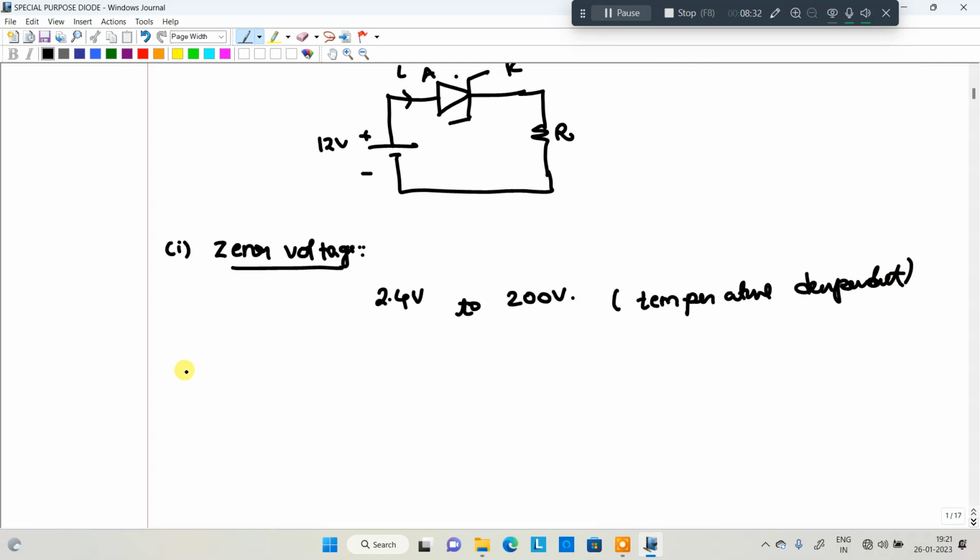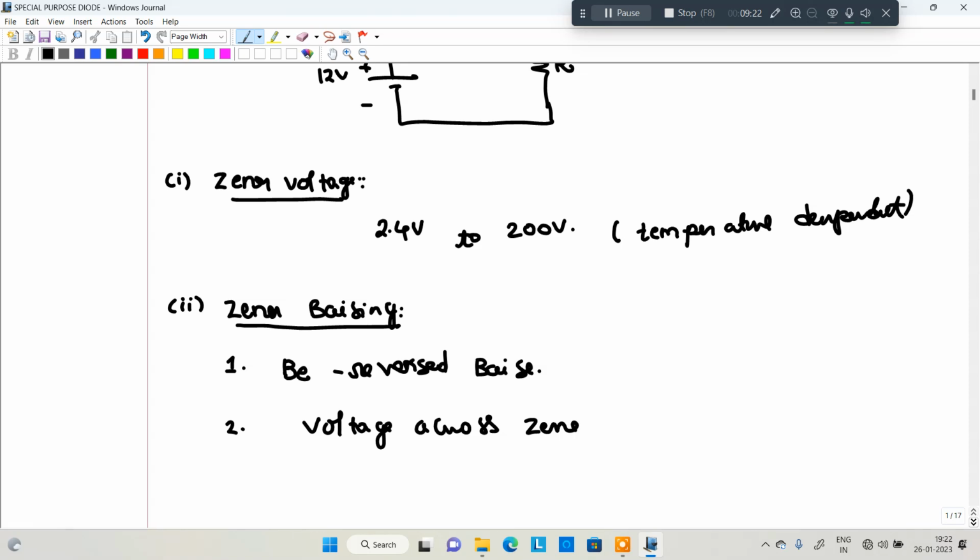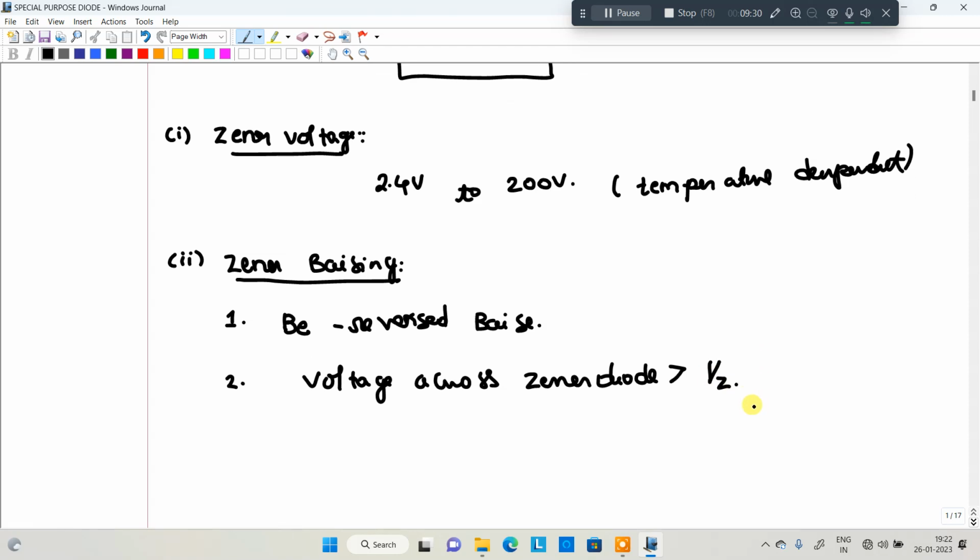Okay. Next one, Zener biasing. To properly bias the Zener diode, the following conditions are required. The first one: the diode should be reverse biased. That is the first condition. If you want to utilize the Zener diode in its applications, it should be connected in reverse bias. The second condition is that the voltage across the Zener diode is greater than VZ. Okay, that is the second condition to properly bias the circuit.